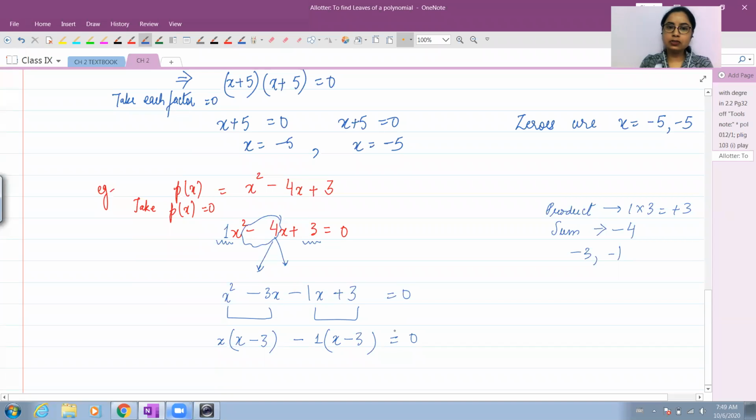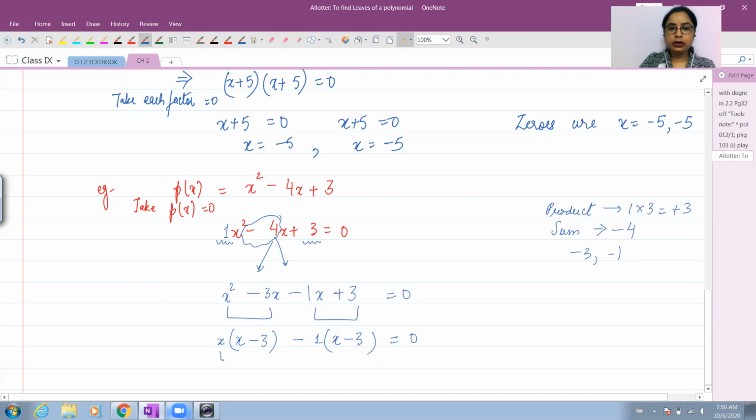If anyone is not able to recall this, it's okay. You have your time, because the next exercise has questions where you want to factorize quadratic polynomials in particular. There is a separate question where you want to learn the factorization of quadratic polynomials. So you will be able to do it again. What is the next step? x minus 3 into x minus.